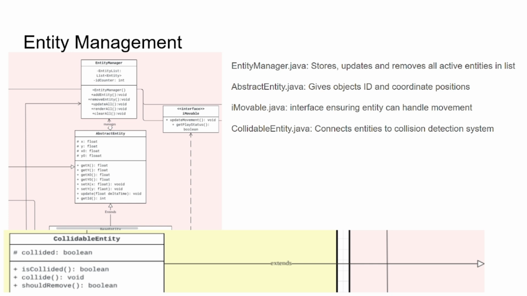Now for iMovable and iCollidable, they give the entities behaviors based on whether they are playable or not. It ensures that the object can calculate its own frame adjusted speed, and iCollidable bridges our entities to the collision system, adding a Boolean state to track hits.